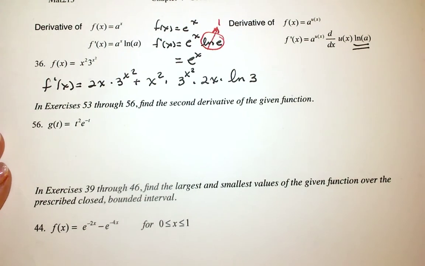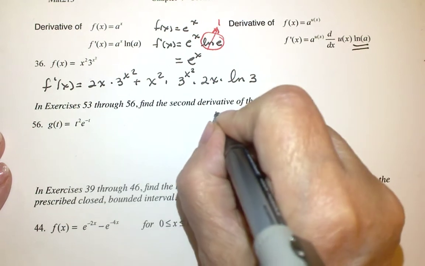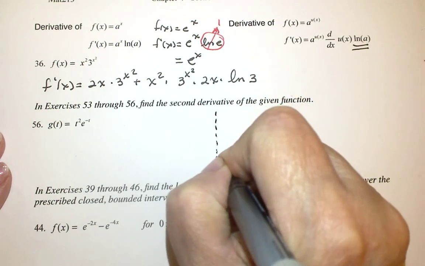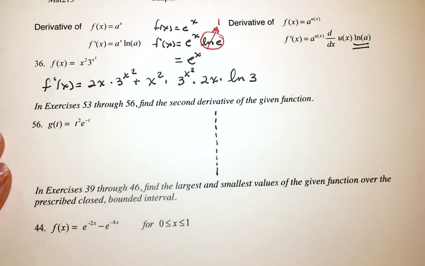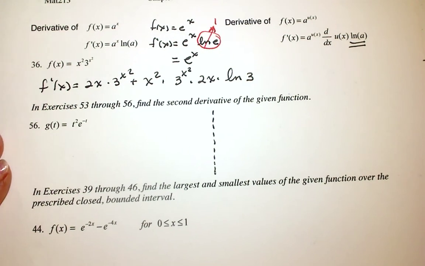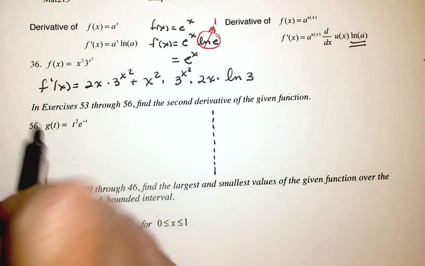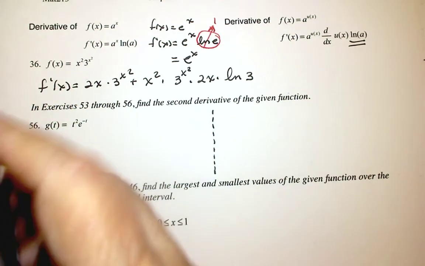Now, something that I didn't plan for, so I'm going to divide my paper in half because I might need the space, and then when I produce the packet, I'll give us more space to do the problem. But it wants me to find the second derivative.